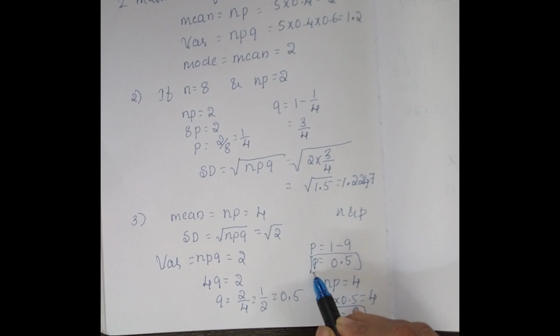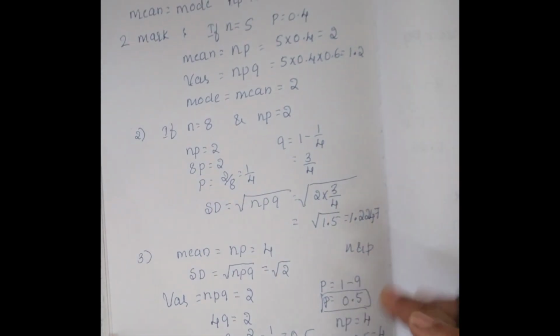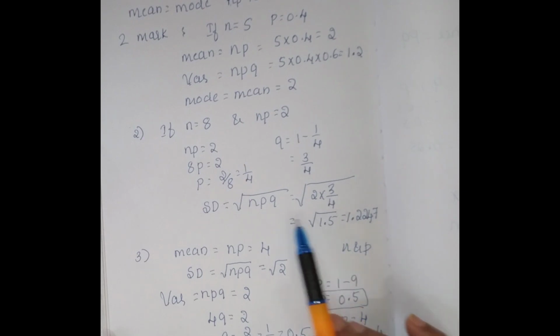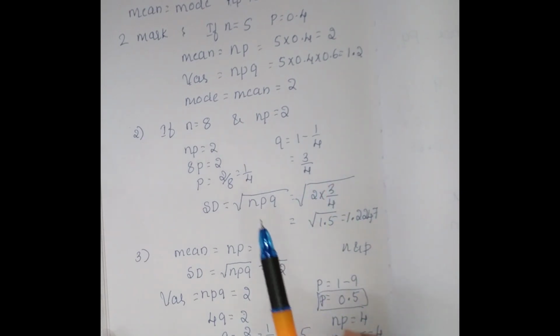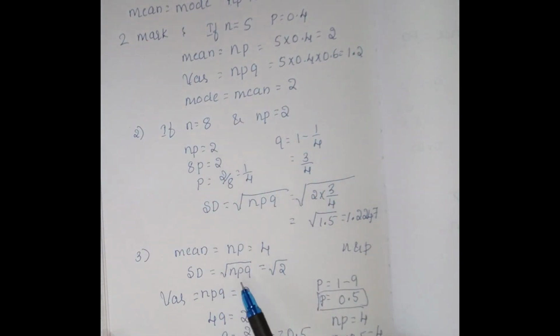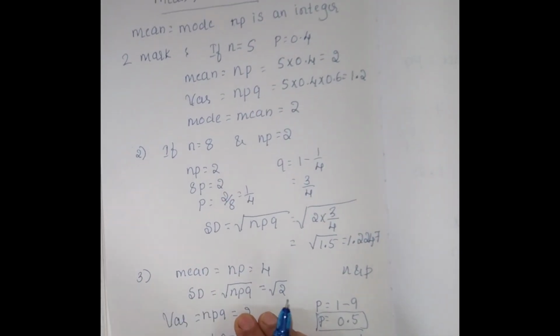You have to calculate these two. This is the binomial distribution 2 mark question they ask. In one type they give n and p, and you have to calculate the mean and standard deviation. In another, they give mean and variance, or mean and standard deviation, and you have to calculate n and p values. These are the 2 marks questions of binomial distribution.